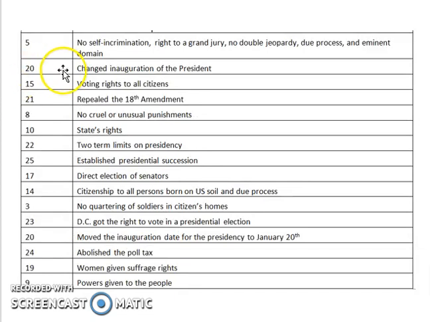The next amendment is the Fifth Amendment. You have the right to no self-incrimination. When the cops come and ask you questions, you don't have to answer any question that could incriminate you at the time. Same thing with the right to a grand jury. This is a pre-trial. If you feel that the state is bringing a charge against you that they're not going to be able to prove, you can ask for a grand jury, which is kind of like a pre-trial.